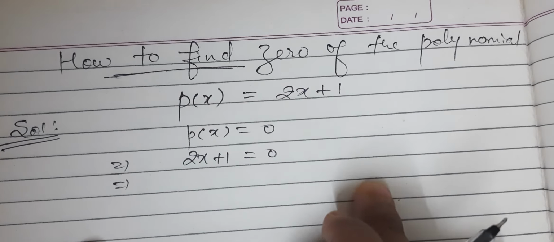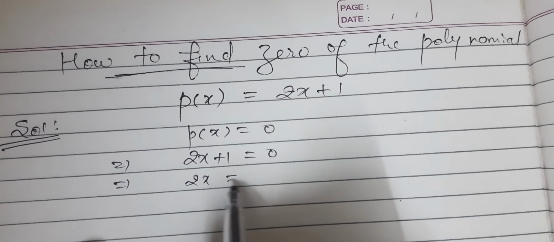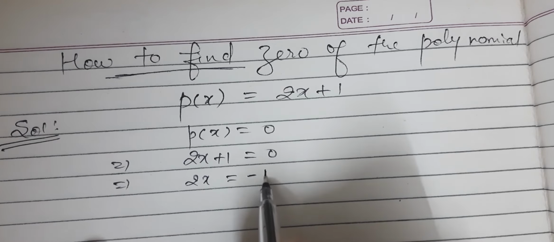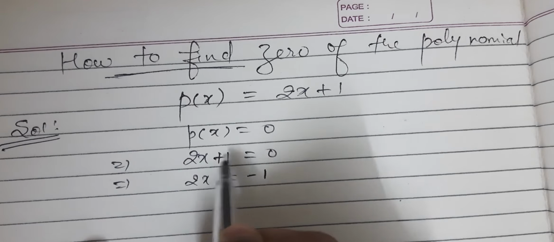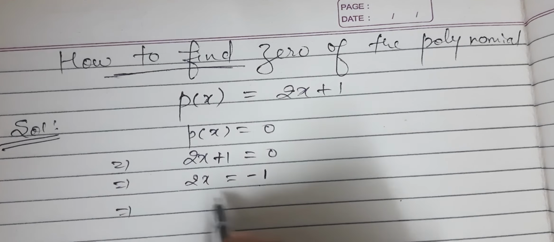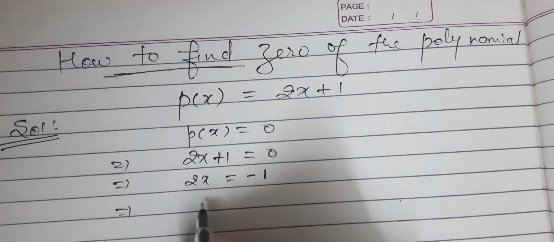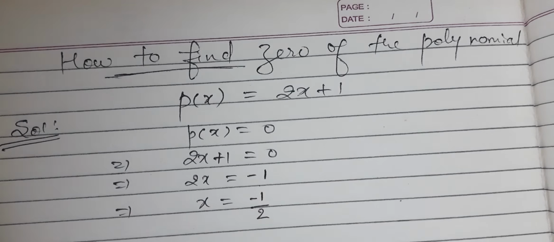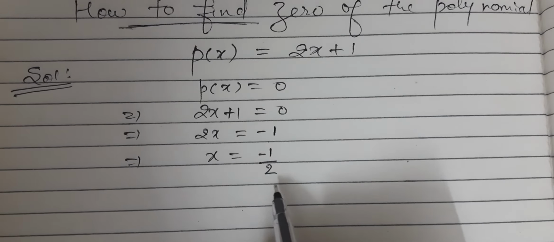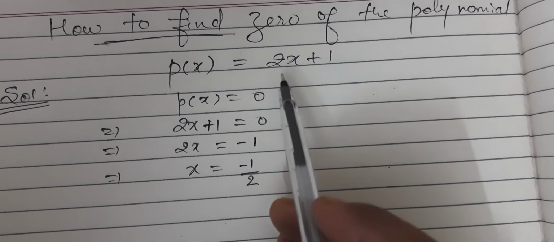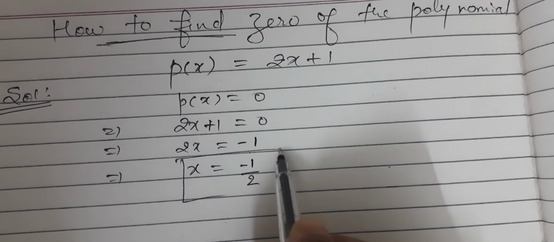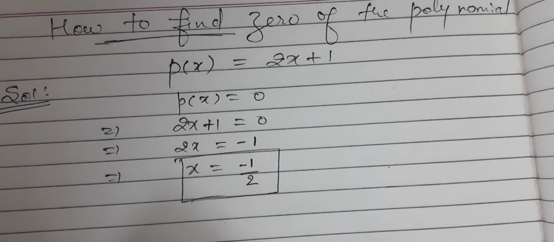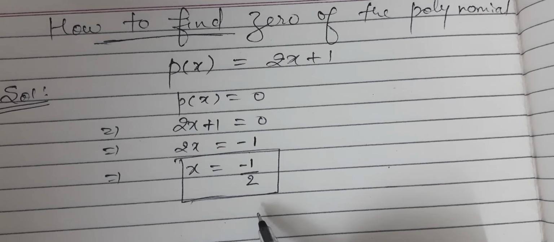Now let us just simplify. So 2x is equal to minus 1, because when you transpose, this positive 1 will become minus 1. And here it's 2 multiplied by x, so when you transpose, this multiplication is converted into division. So x equals to minus 1 by 2. So the 0 of this polynomial is minus 1 by 2.